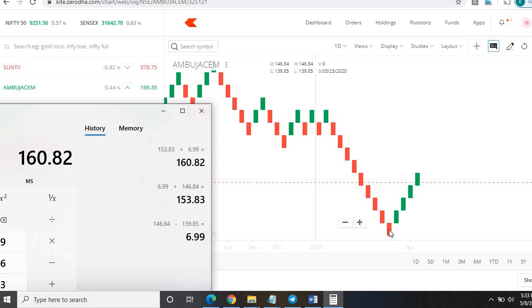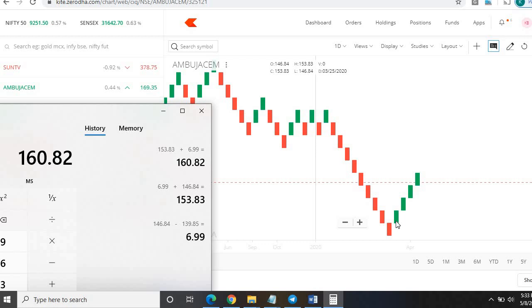So the high price of this particular last red candle is 146.84. So the bar length we discussed is 6.99. So 146.84 plus 6.99 is 153.83. That we got. That is how the next bar will be handled.